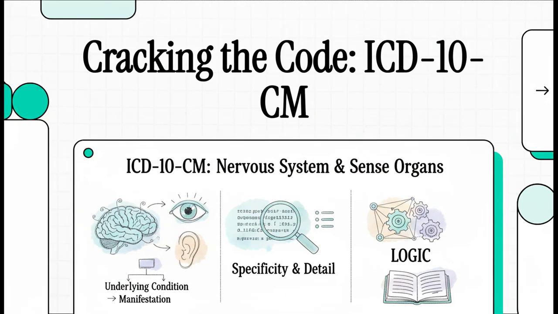So let's talk about a fascinating challenge. How do you take the incredible, near infinite complexity of the human nervous system, every single thought, every sensation, and translate all of that into a single universal language? Well, today we're diving deep into the logic of medical classification to really understand the codes that define everything from a concussion to color blindness.